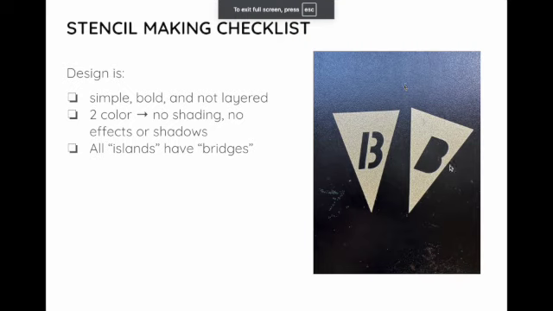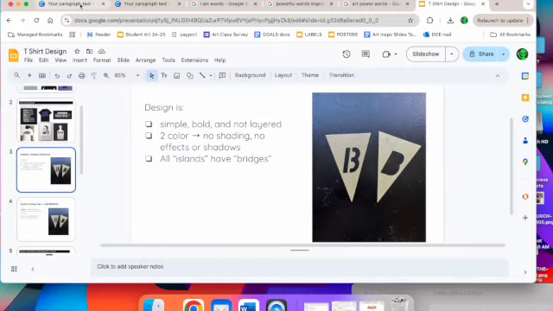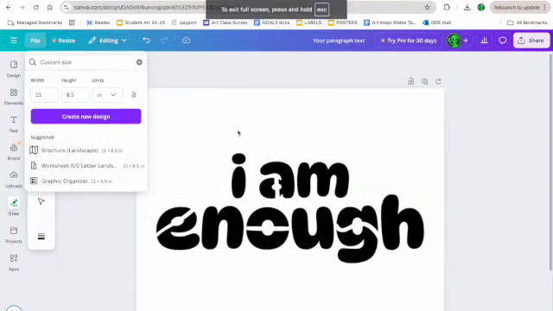If you don't make bridges, it's going to look like this B on the right flag where the letter just completely falls out of the material. If you do make bridges, or these lines connecting the islands, it'll stay looking like a letter. So that's what we're going to do now on Canva. Let's go back over here.